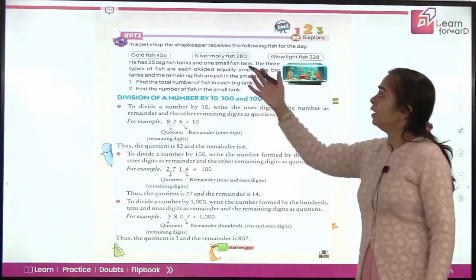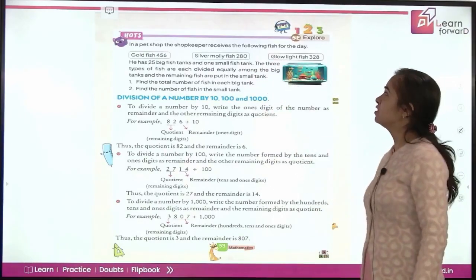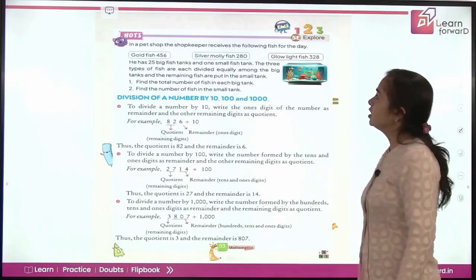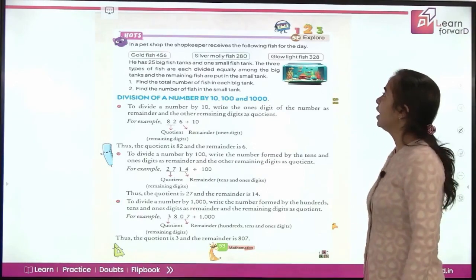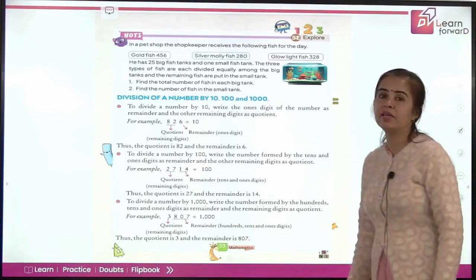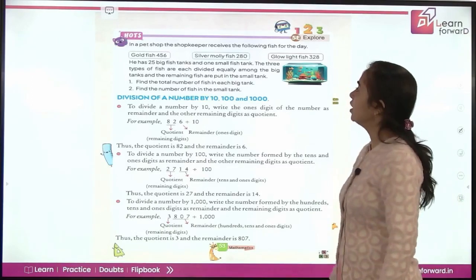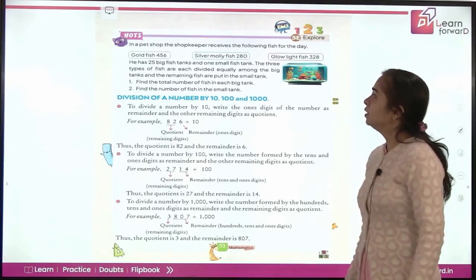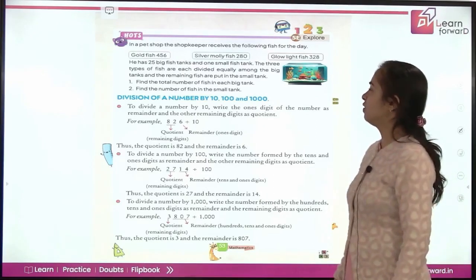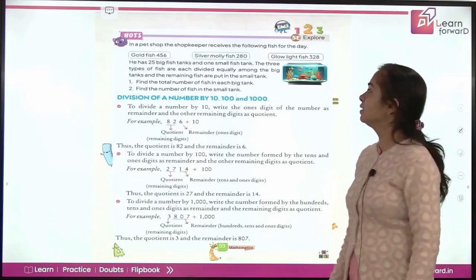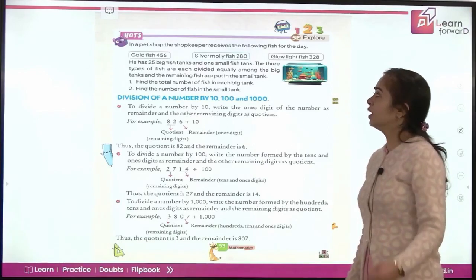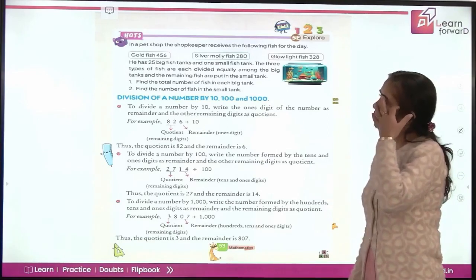Now, in a pet shop, the shopkeeper receives the following fish for the day. Goldfish 456, silver molly fish 280 and glow light fish 328, and he has 25 big fish tanks and 1 small fish tank. The 3 types of fish are each divided equally among the big tanks and the remaining fish are put in the small tank.